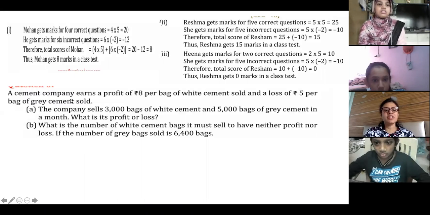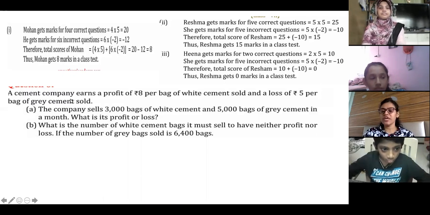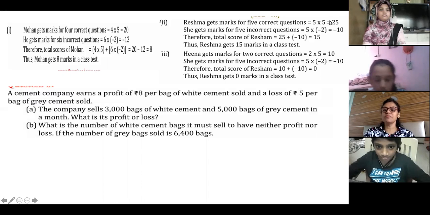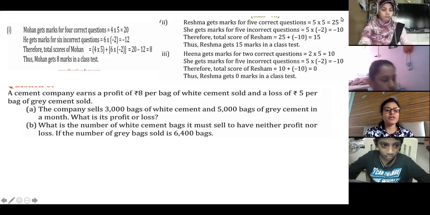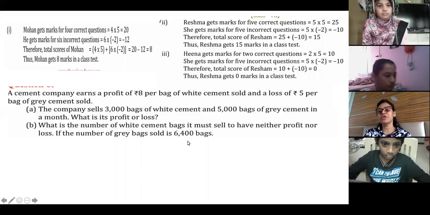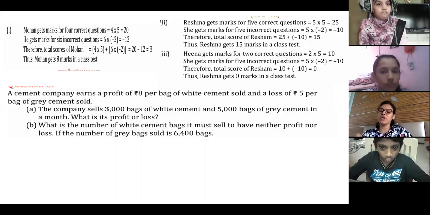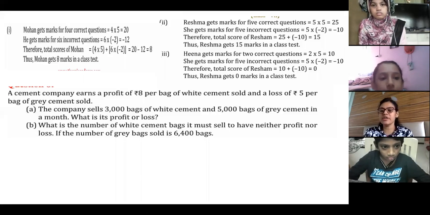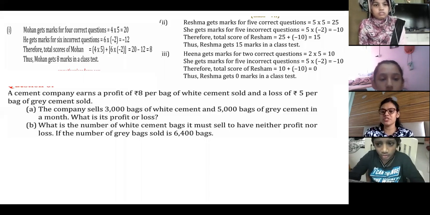Okay, a cement company earns a profit of rupees 8 per bag of white cement sold. Do this one on your own. And a loss of rupees 5 per bag of gray cement sold. For loss you have to put a negative sign and for profit you have to put a positive sign. This thing is clear: loss is negative and profit is positive.